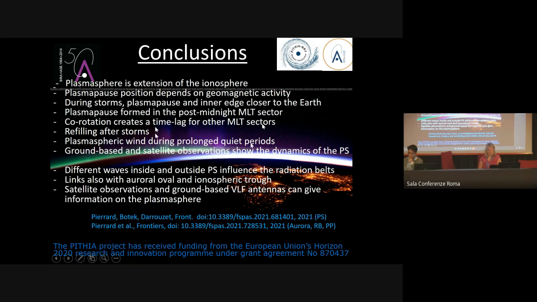Plasmaspheric wind during plume periods, and these observations come mainly from satellites, but also from ground-based stations of whistler waves. It's very important to study this layer, not only for radio waves and perturbations, for the GPS, for instance, but also because it influences the radiation belts and the other regions of the magnetosphere. So here you have some recent publications summarizing a little bit what I have mentioned here. Thank you very much.